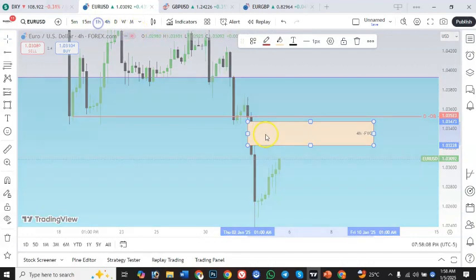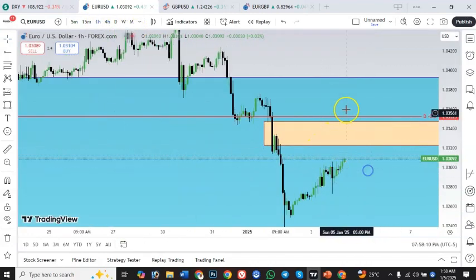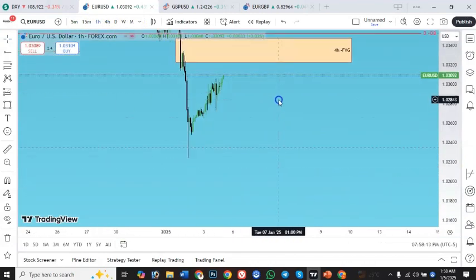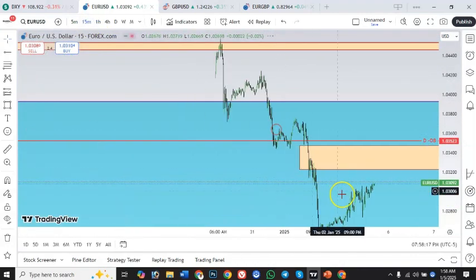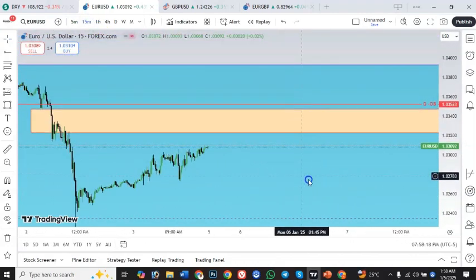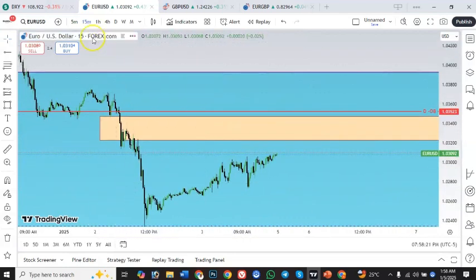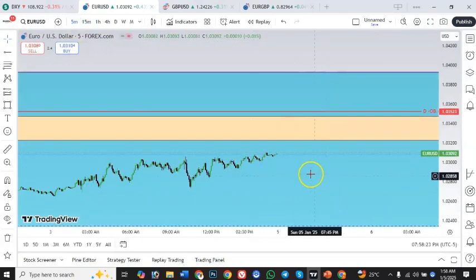So let's take it down to 1 hour. Look at it here too on the 1 hour. This is it here. Look at it here. So I think this is all for this on EU and DXY.